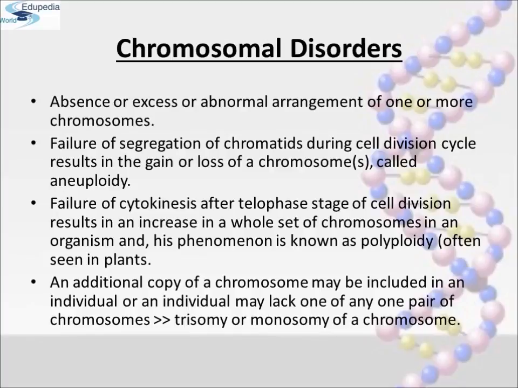The total number of chromosomes of a normal human being is 46, that is 23 pairs. Out of these, 22 pairs are autosomes and 1 pair of chromosomes are sex chromosomes. Sometimes, though rarely, either an additional copy of a chromosome may be included in an individual, or an individual may lack one chromosome of a pair. These situations are known as trisomy or monosomy of a chromosome respectively. Such a situation leads to very serious consequences in the individual. Down syndrome, Turner syndrome and Klinefelter syndrome are common examples of chromosomal disorders.